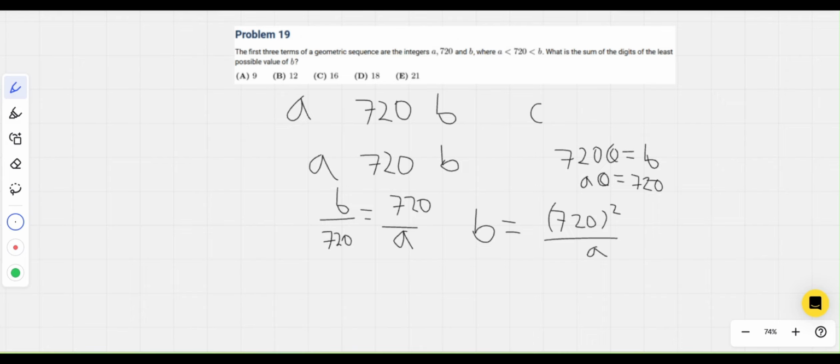To get the least possible value of b, that's what the problem's saying, we want the greatest possible value of a. Because think about it, right? If we use, let's say, the number 6, right? Let's say 6 is 720 squared, and a is the denominator. If a were to equal 1, then b would be 6, right?